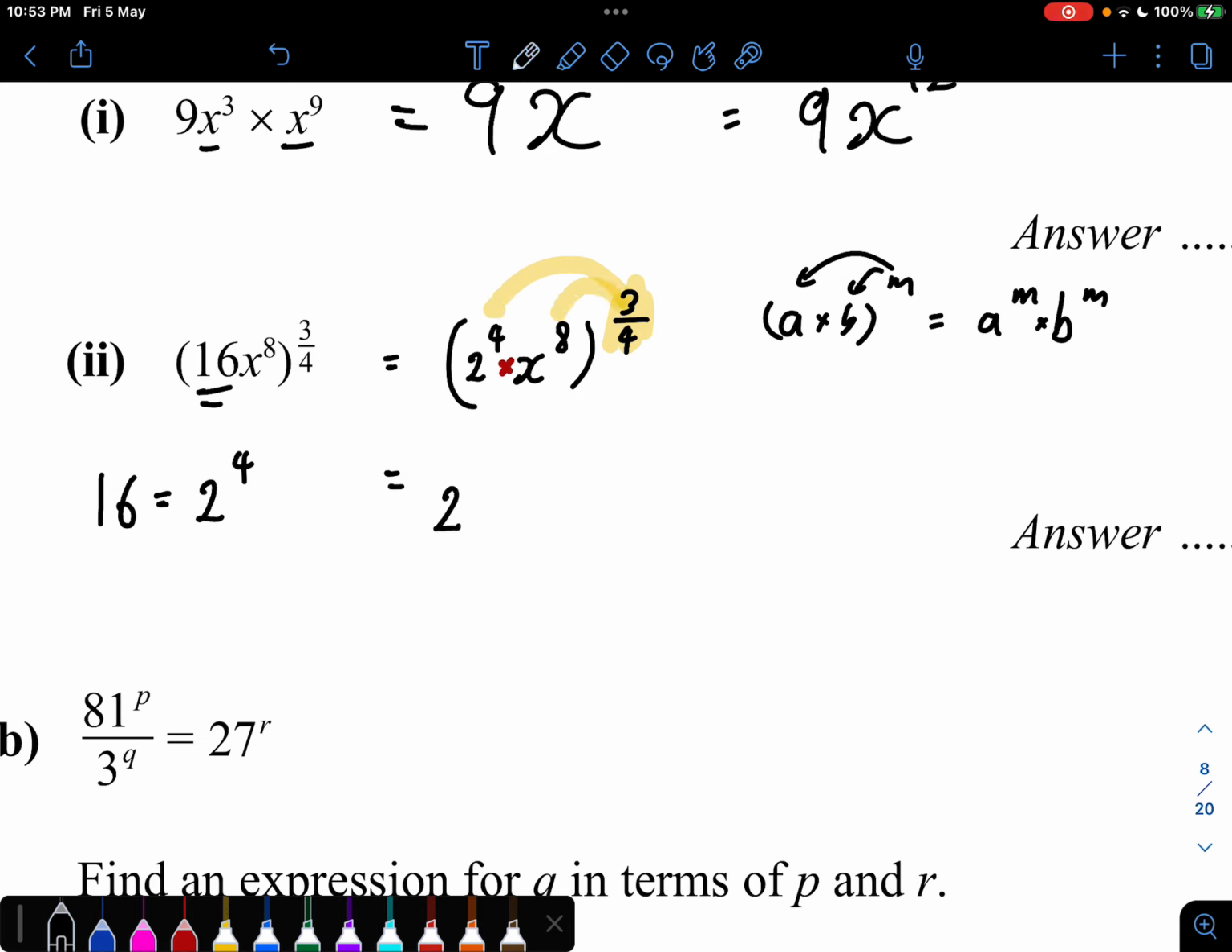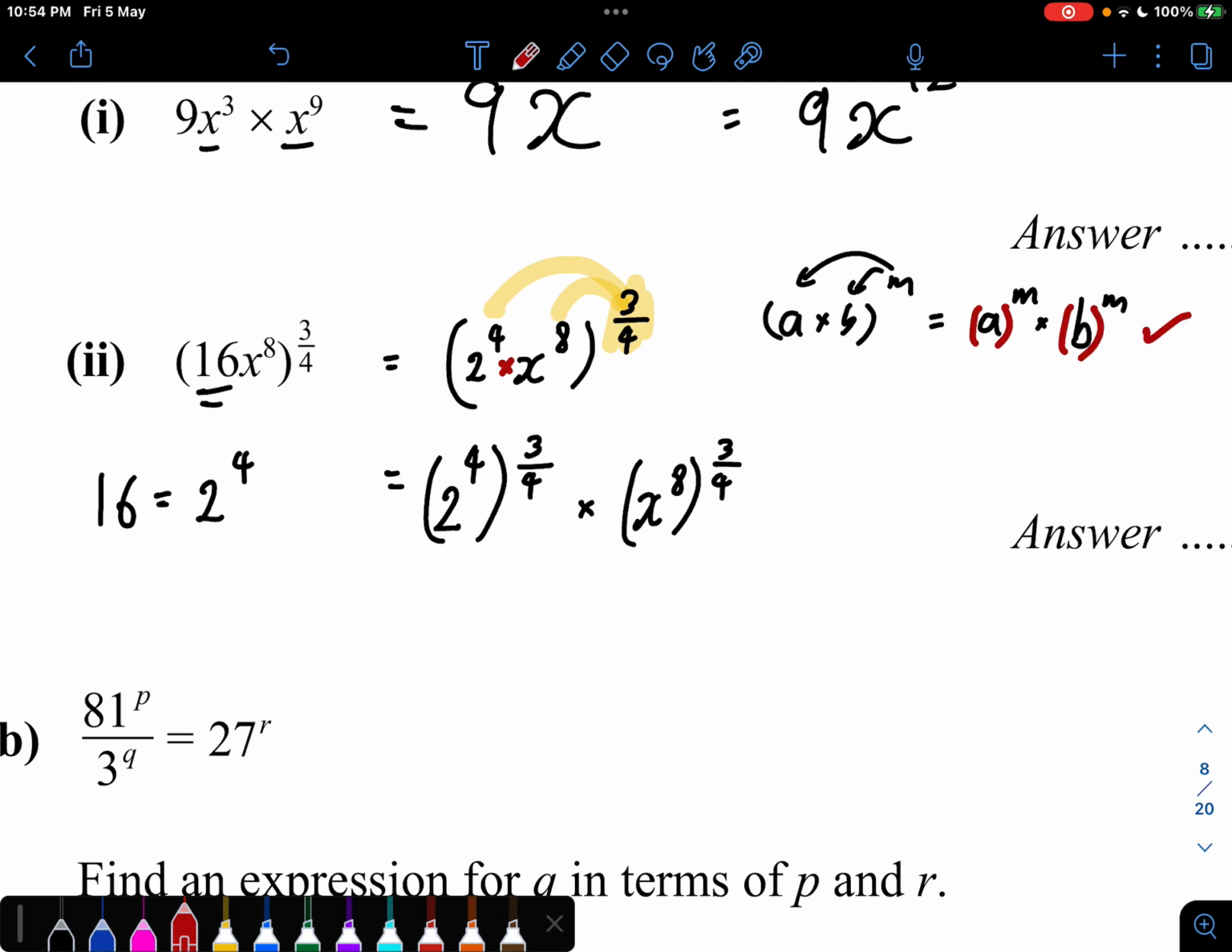So what do we end up with? 2 to the power of 4, bracket to the power of 3/4, times x power 8, bracket to the power of 3/4. Perhaps it's better if I just put this invisible pair of brackets around the a and the b, right? Yeah, that would look a bit nicer. Okay, easier to follow. Okay, then now when you see power raised to a power, what do you do? Multiply the power exactly. So 4 times 3 over 4, 4 cancels away, just a 3, times x power 8 over 4. Right, 8 times 3 over 4.